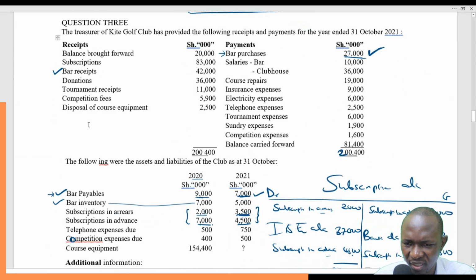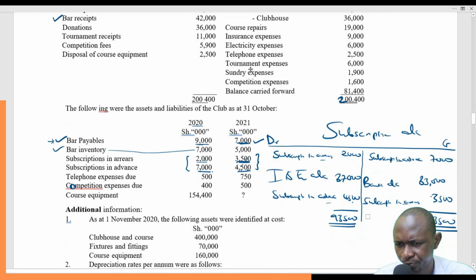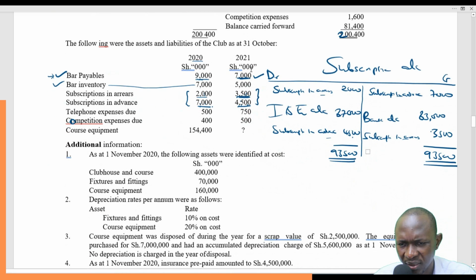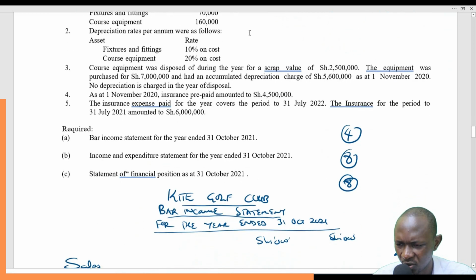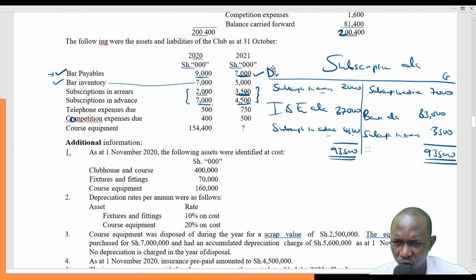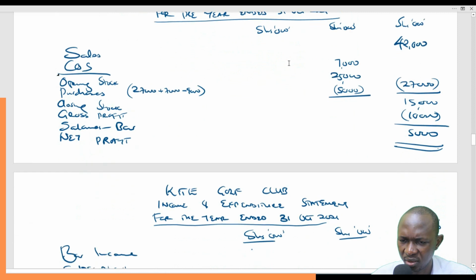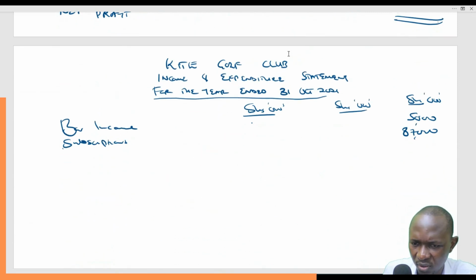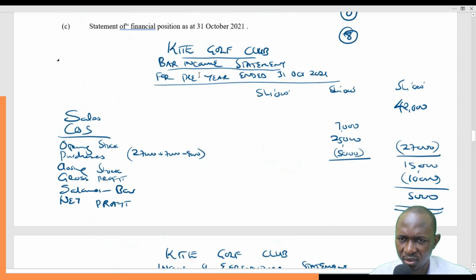So bad receipts, we have already tackled that. Donations, that's 36,000. Anything to reduce on the donations? Check if there are any workings. There's no working on donations. So we'll capture it as it is. Donations, 36,000. Next.